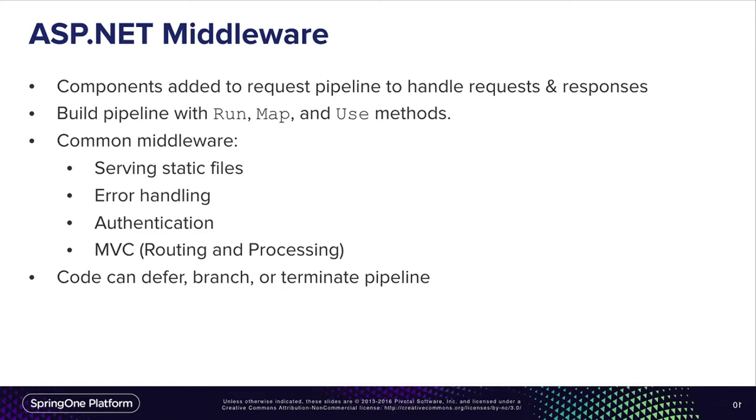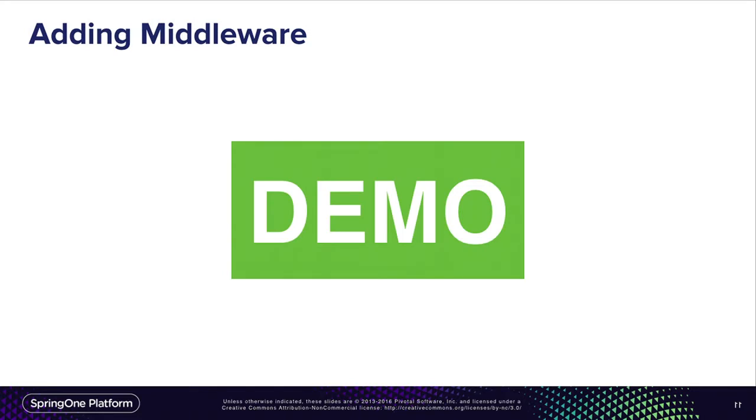So we're going to do that by adding some middleware to a request pipeline. Middleware is components that we add to the request pipeline to read and manipulate requests and responses. You can then either defer execution, branch execution, or terminate the request pipeline inside your middleware. People have used middleware for serving up static files, for doing error handling, for doing authentication, and for doing MVC. An important point to point out is that all of those different pieces of middleware are now completely separate modules that you can pull in one at a time. You don't have to pull in the entire ASP.NET just to get static files or just to get error handling. And so we're going to do a quick demo to convert Hello World into a Hello World web app.